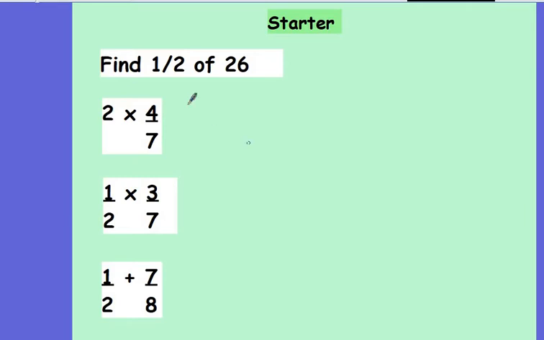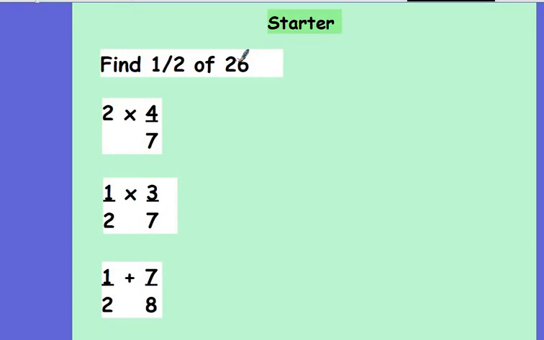Here's today's starter for you. Can you find half of 26? Can you do 2 times 4 over 7? Can you do a half times 3/7 for me? And can you work out a half plus 7/8? Pause the video and have a go at these questions in your light blue books now.